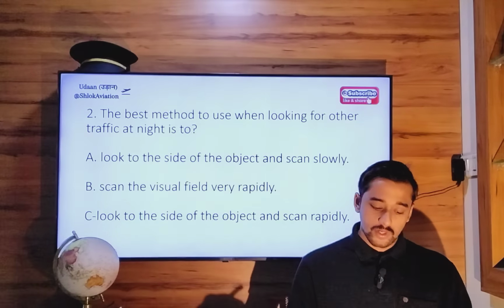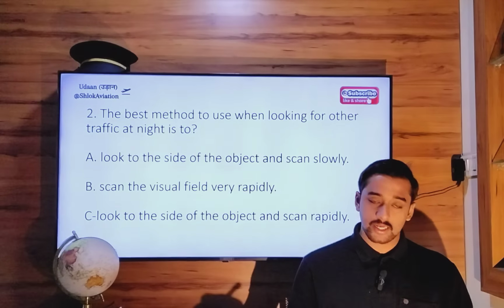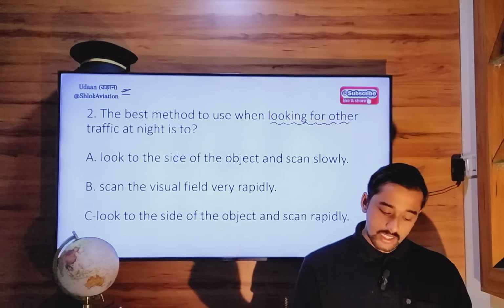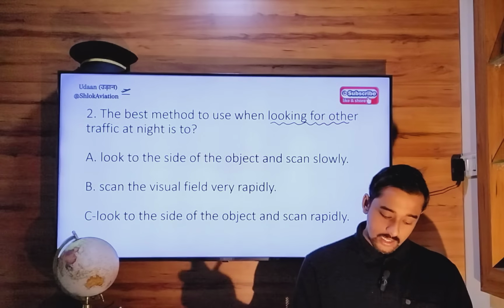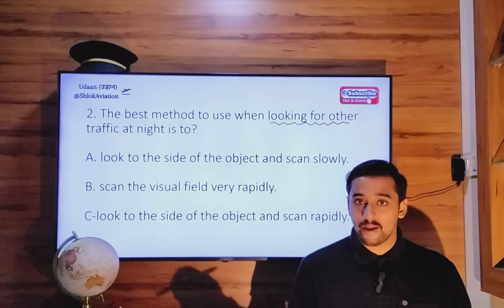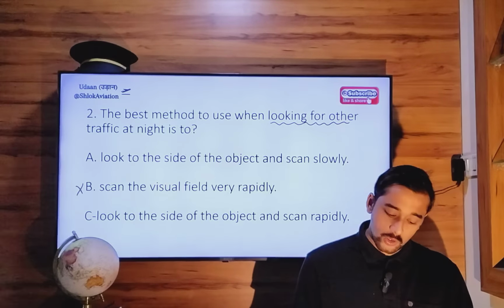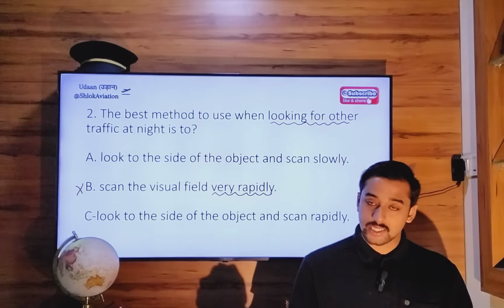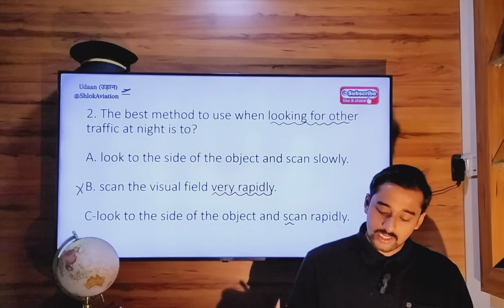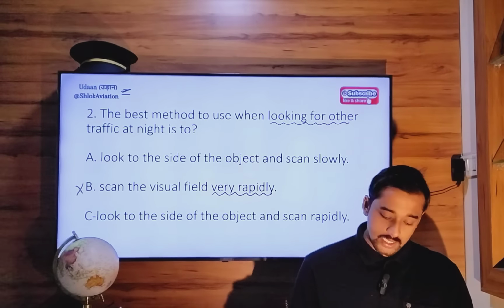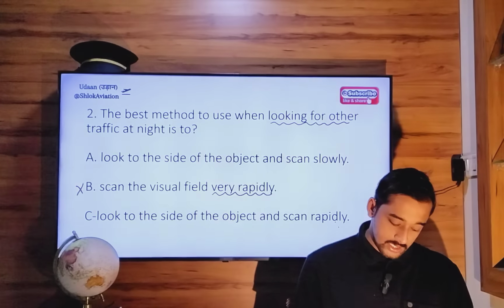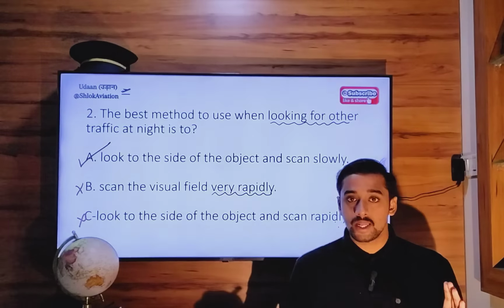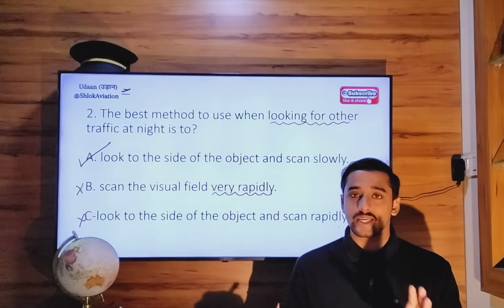Next, the best method to use when looking for other traffic at night is to do what? So you're looking for other traffic. Look at the side of the object and scan slowly. Scan the visual field very rapidly. So this is wrong. You have to do a slow scan. Okay. Next, look to the side of the object and scan rapidly. Again, you should not scan rapidly because it is night time. So option C is also wrong. The correct option is option A.